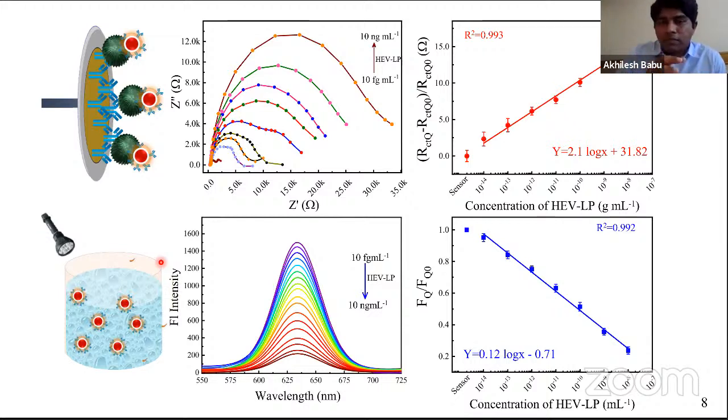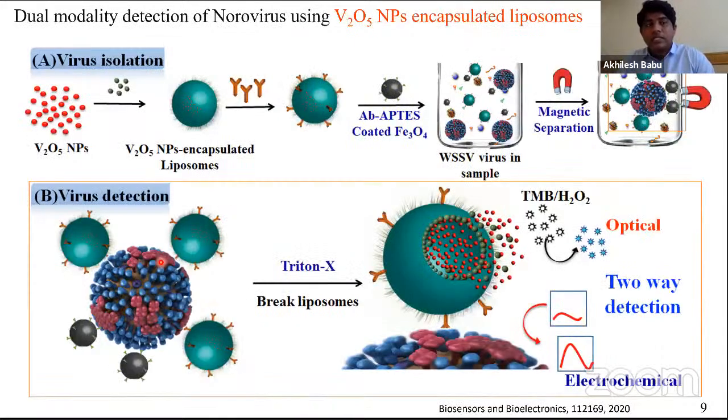Now, after finishing this work, we thought that though dual modality is an advantage for double comparison, I mean confirming the data two times, we further wanted to extend the calibration curve so that more sensitive detection could be possible. So for this approach, we developed another methodology, that is dual modality detection of norovirus using V2O5 nanoparticles encapsulated liposomes. In this method, we have used liposomes as an amplification platform.